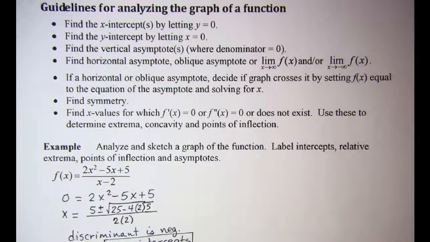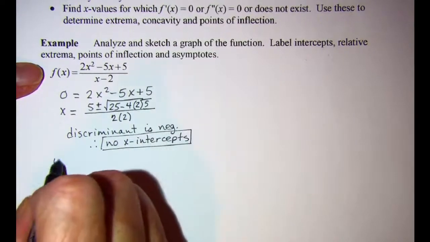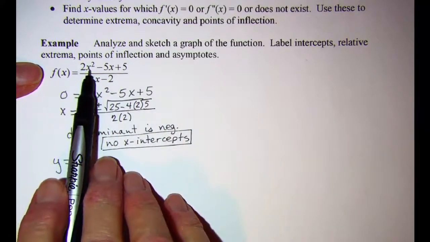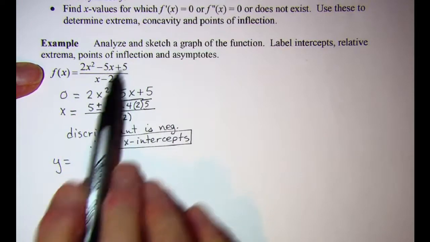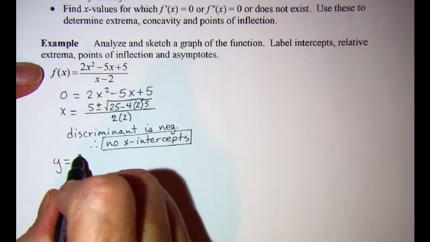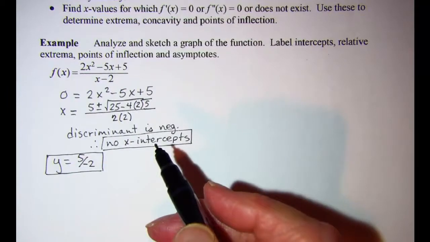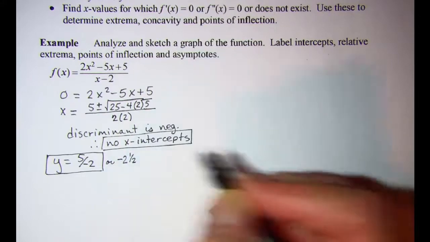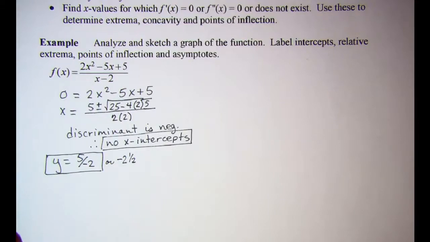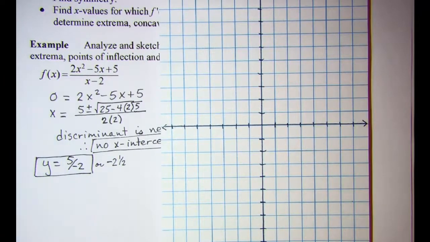Our next step is to find the y-intercept by letting x equal 0. So we have y is equal to, and when x is 0, this term is 0, this term is 0, and so I have 5 over negative 2. So my y-intercept is 5 over negative 2, or negative 2.5. Now I'm going to work these things as we go. So my y-intercept I'll plot at negative 2.5.